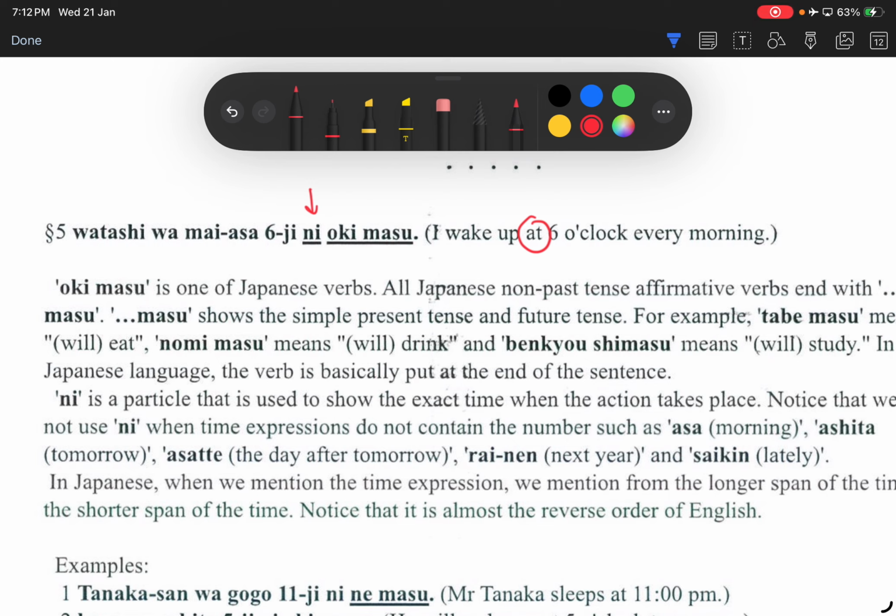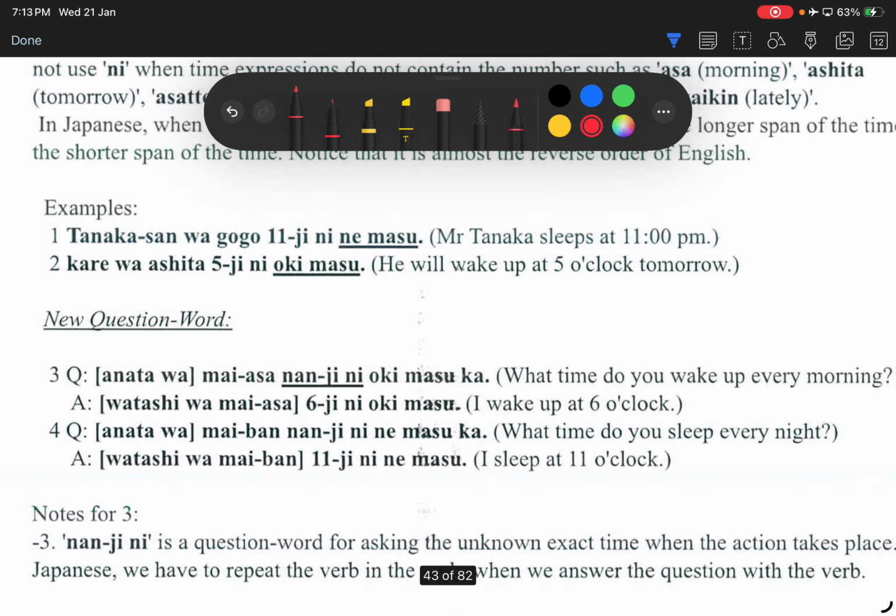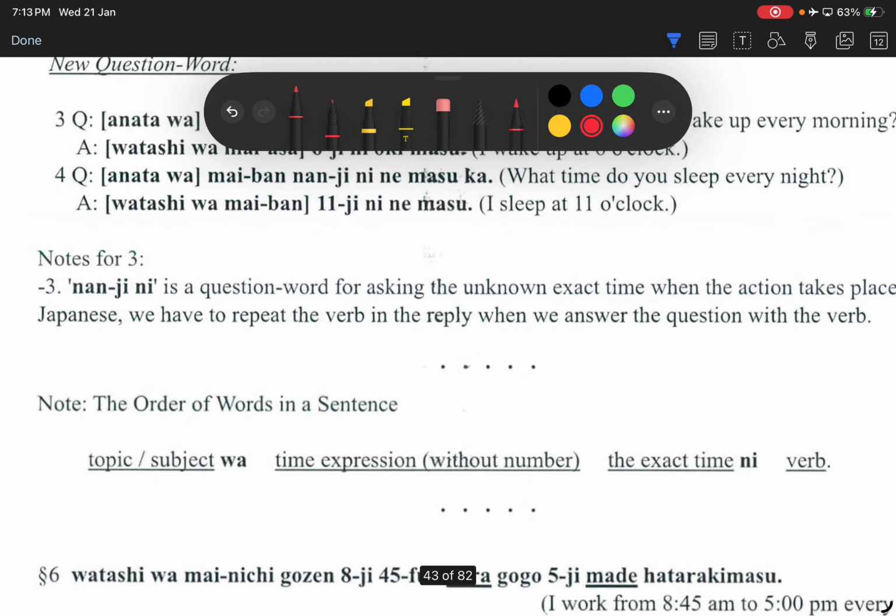So the special thing about this ni is it can only be used when there is a numbered expression in front of it. Right? So this is the key here, numbered expression in front of it. Okay, so everything behind is basically the verb that we do the action. So what time do we do the action? At this particular time. Okay.